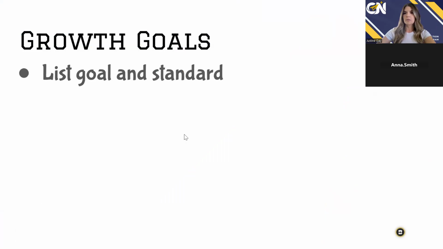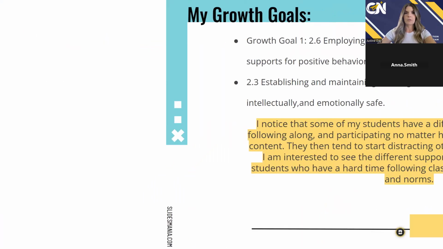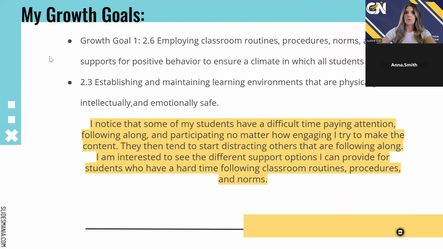The next slide is going to be about your growth goals, and these are in your ILP. So the growth goals right before your inquiry 3, you can literally just pop them into this slide. So her growth goals were 2.6 and 2.3. She decided to add a little bit extra. So she did put her growth goals, but she decided to add a little note here.